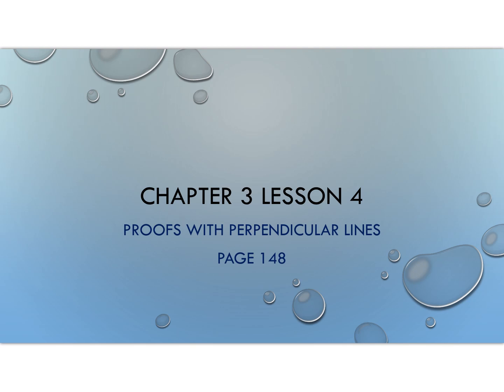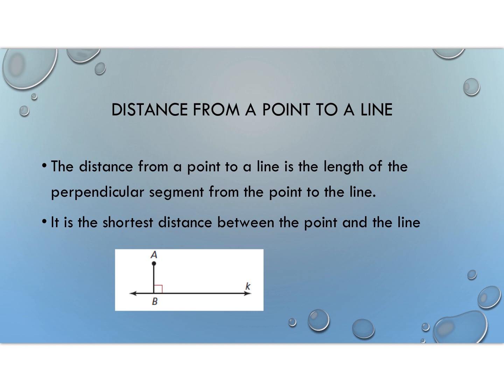So in 3.1, 3.2, and 3.3, we started learning about parallel lines, or really lines and transversals and their relationship. Then we focused on parallel lines specifically, and now we're going to focus on perpendicular lines. So first of all, whenever you're trying to find the distance from a point to a line, we definitely have to find the length of the perpendicular segment from the point to the line.